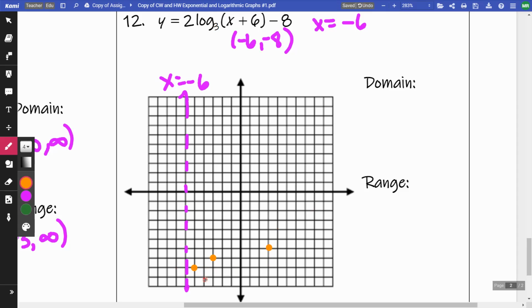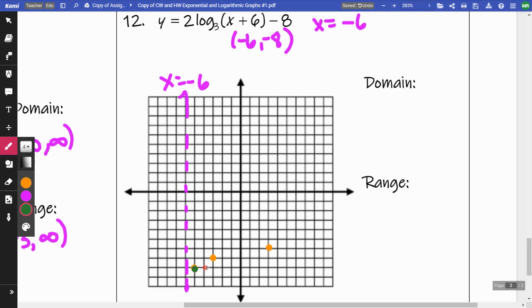Now, that's what my graph would normally be. I do have a stretch of 2 in front. So what that means, these are going to be adjusted. So let me do it in green. As I go out 1, log base 3 of 1 is 0. 0 times 2 is still, I mean, still 0. I apologize. Because anything times 0 is 0. So again, I go out 1, log base 3 of 1 is 0. 0 times 2 is 0.